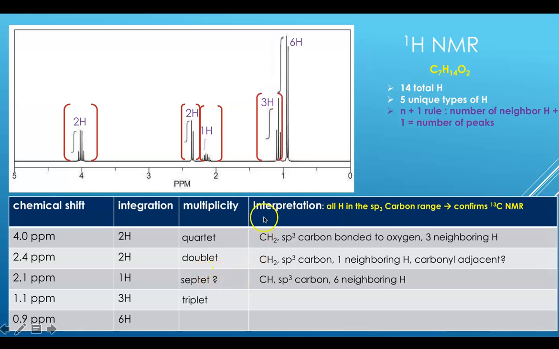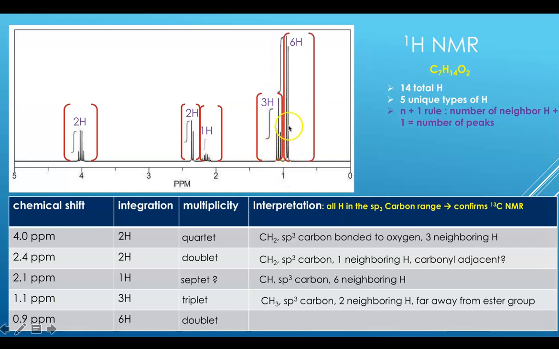Next, we have a triplet here representing 3 hydrogens. So that means a CH3 group with two neighboring hydrogens. And because it is farther upfield, we're going to say this is probably farther away from any carbonyl or ester group. And then finally, we have this integral that's the largest one, representing 6 hydrogens.